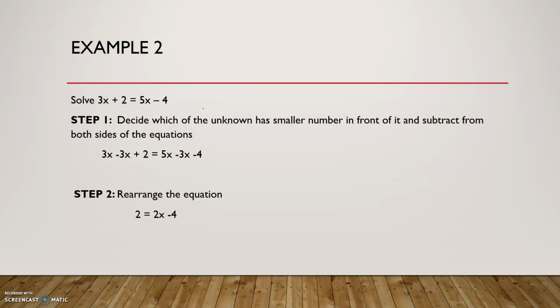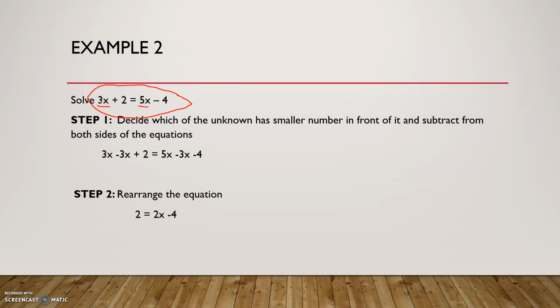So we're going to look at another example, which is 3x plus 2 equals 5x minus 4. If you look at this equation, we've got unknowns on both sides. We've got 3x on the left and 5x on the right. So what we have to do, step number 1, is decide which of the unknowns has the smaller number in front of it and subtract it from both sides of the equation.